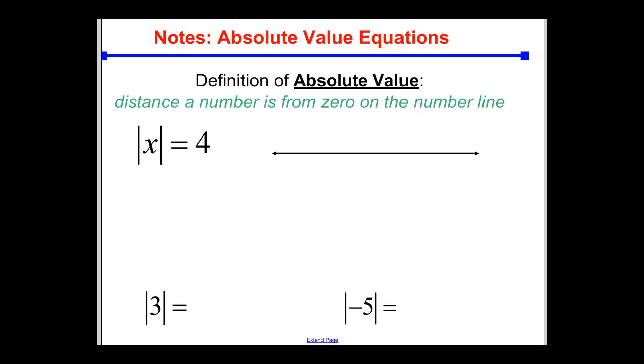Okay, in this video we're going to talk about absolute value. Now, absolute value by definition is the distance away from an origin. So in our case, the origin is 0. Okay, and we're going to say, give me something that's 4 units long.